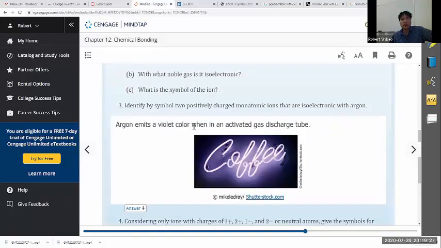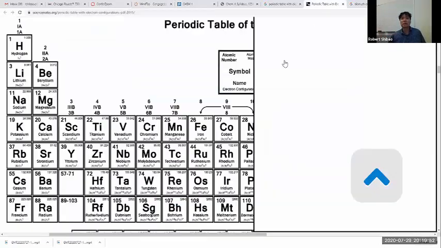Argon emits a violet color when in an activated gas discharge tube. Identify by symbol two positively charged monatomic ions that are isoelectronic with argon. Now this is the color of argon. It's violet, in an argon lamp. There are lines in the argon lamp as well. For isoelectronic, you can just look at the periodic table and see.